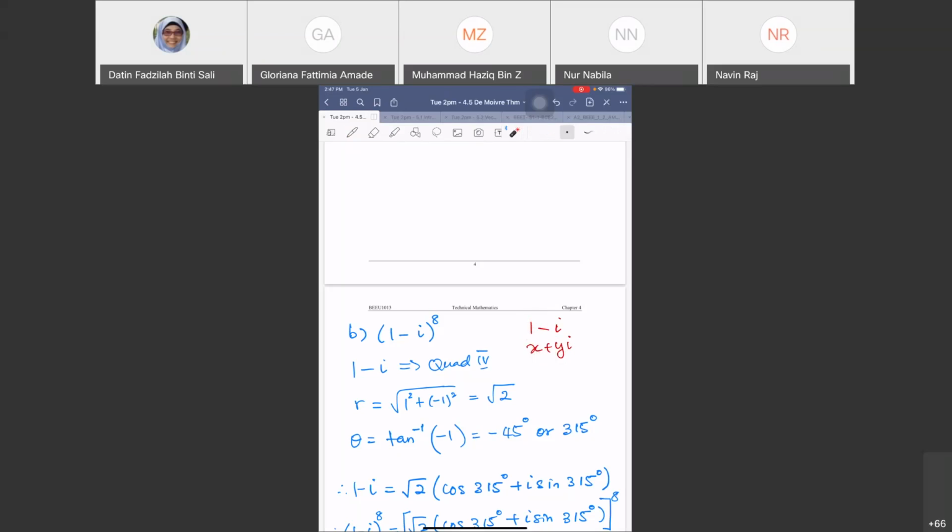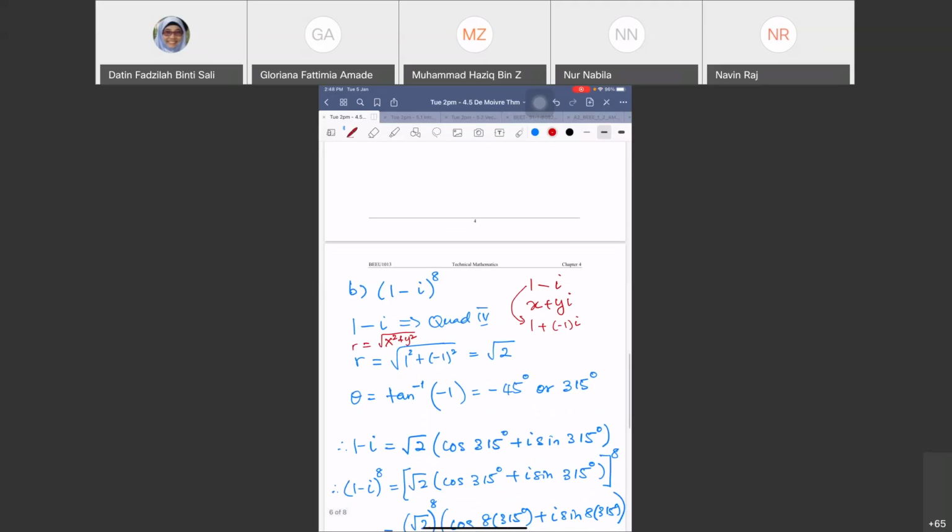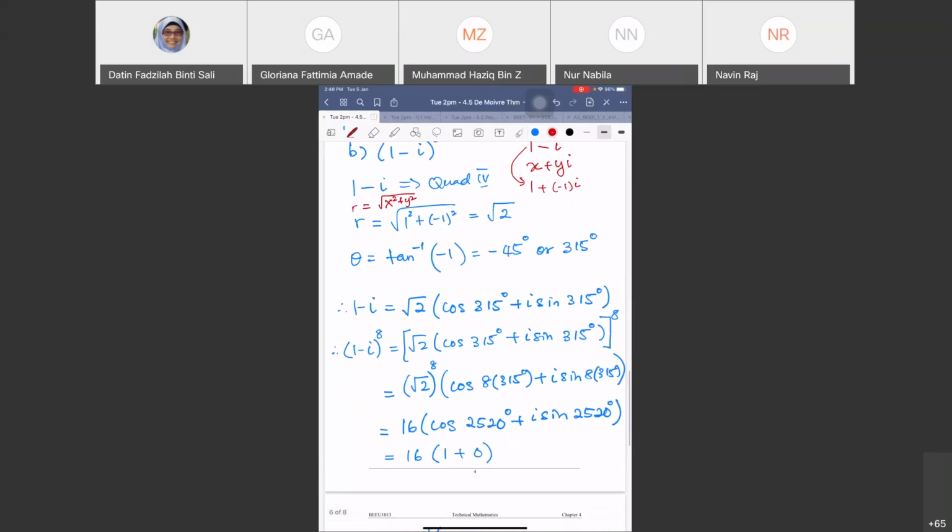Is it understood, Mia? Okay, understood, madam. So this can also be written as 1 plus minus 1i, isn't it? That's when you get your 1 minus i. So x is 1, y is minus 1. Your r has the formula square root of x squared plus y squared. That's the formula for r. Okay, madam. Thank you. Okay, welcome. Any other question?